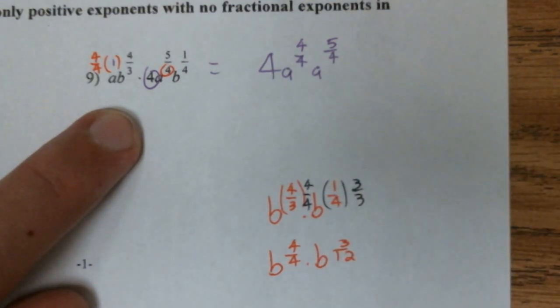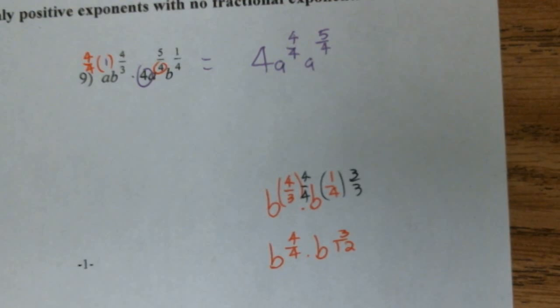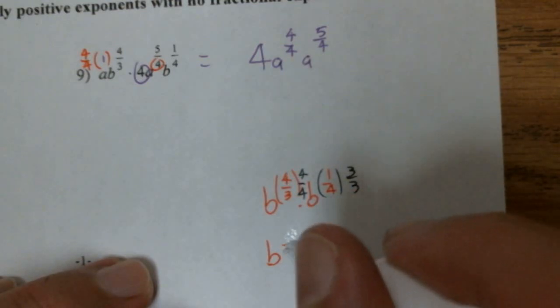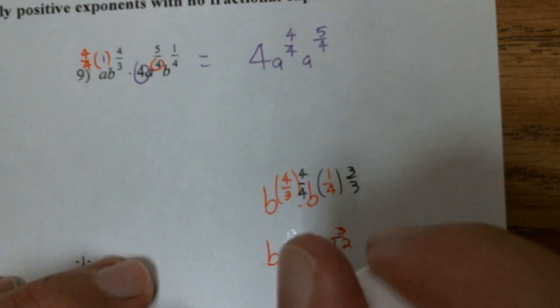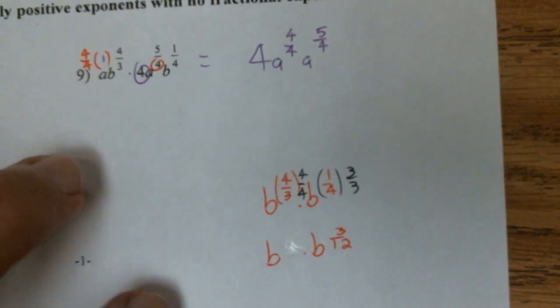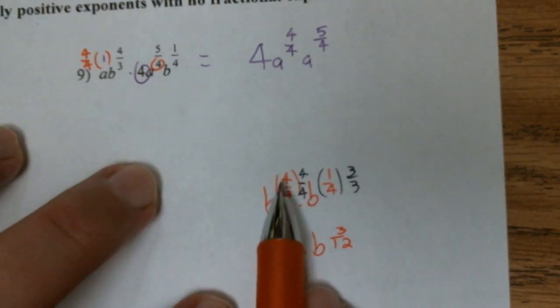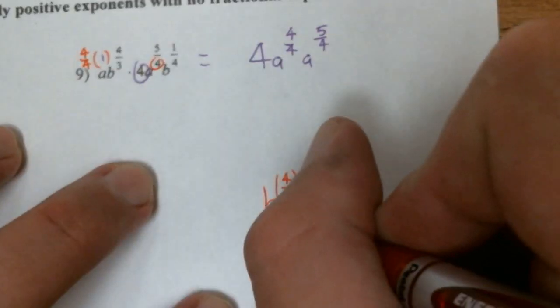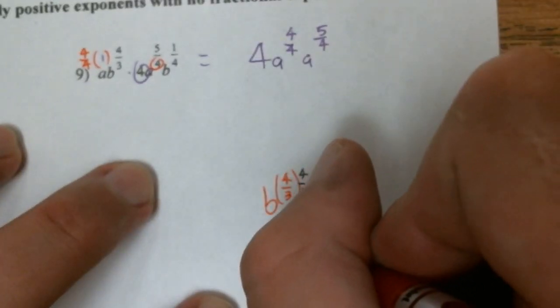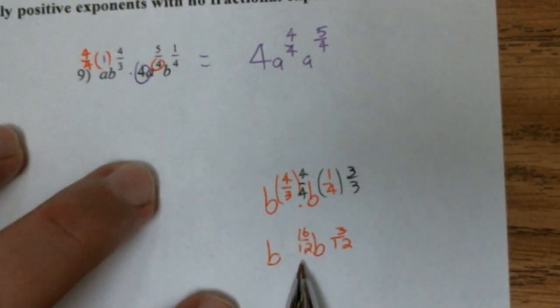Oh, sorry. Let me back up here. I can go ahead and knock this out in one step. Go ahead and multiply these together. No reason to skip that step. Okay, so if I multiply across the top here, 4 times 4 gives me 16, and then 3 times 4 gives me the 12. Okay, so I got b to the 16/12 times b to the 3/12.